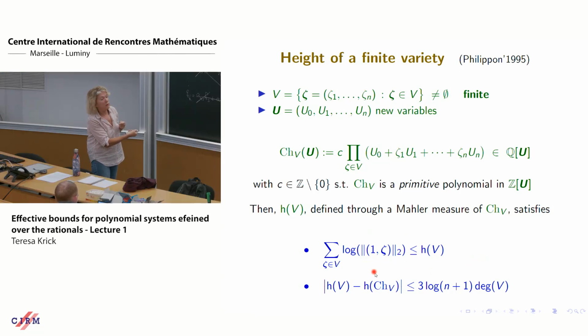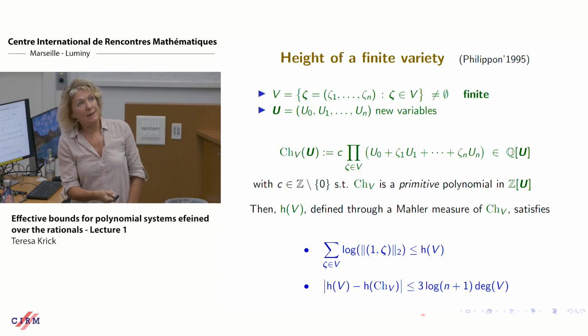Nothing is negative here because I have this 1. So this is the square root of 1 plus zeta 1 squared plus ... plus zeta n squared. This is actually greater than the absolute value of any coordinate. The coordinate zeta i in absolute value is bounded by this quantity. So the good thing is that the height of the variety controls the size of the sum of the sizes of all the points in the variety.